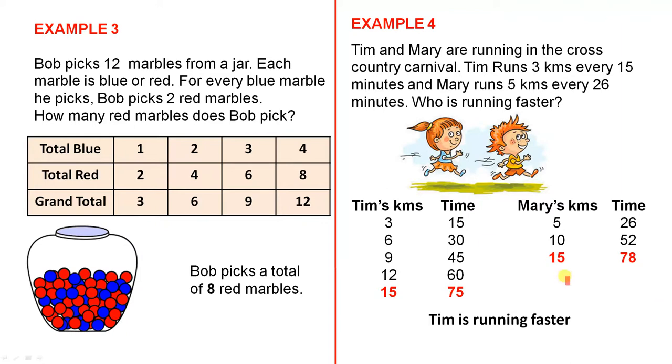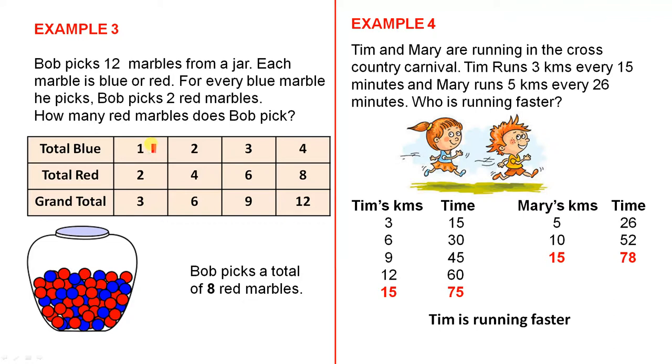Example 3. Bob picks 12 marbles from a jar. Each marble is blue or red. For every blue marble he picks, Bob picks 2 red marbles. How many red marbles does Bob pick? Okay, so for the first pick, it says that for every blue marble he picks, Bob picks 2 reds.